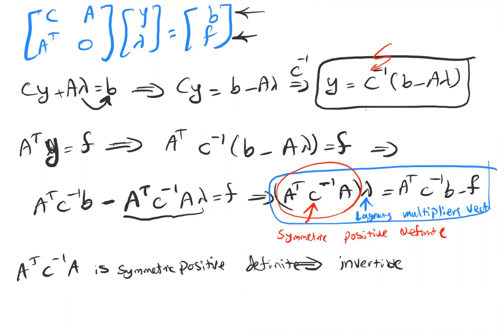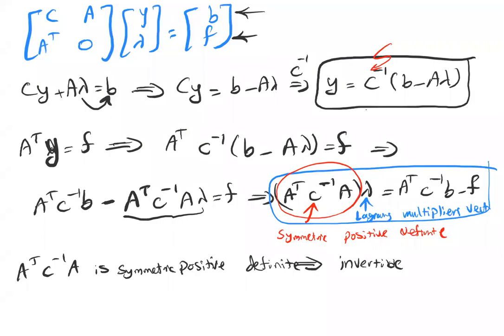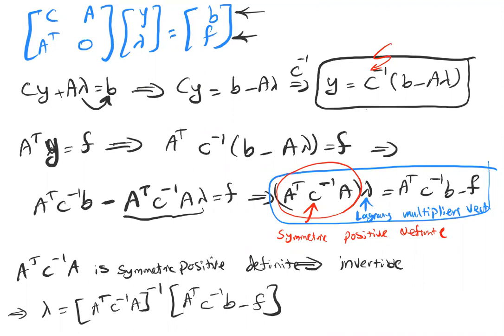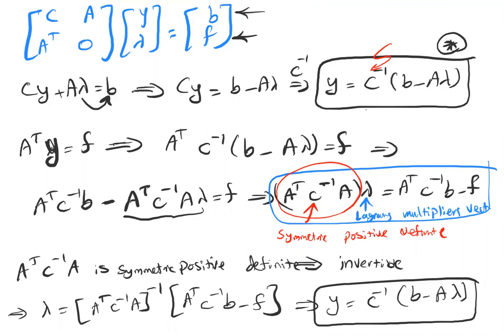So given this, we can find lambda. So lambda is equal to A transpose C inverse A inverse multiplied by A transpose C inverse B minus F. And then we insert this in equation star. Y is equal to C inverse multiplied by B minus A lambda. So as you can see, we could determine a closed form solution for the variables of this quadratic optimization problem.